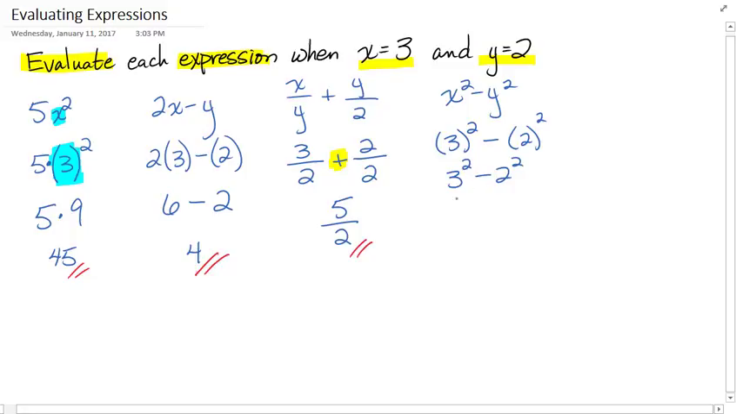But here, order of operations tells us to do the exponents first, so this would be a 9 minus a 4, or a 5 as a final answer.